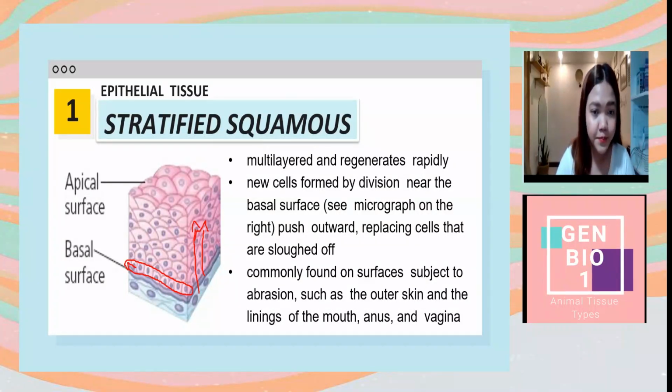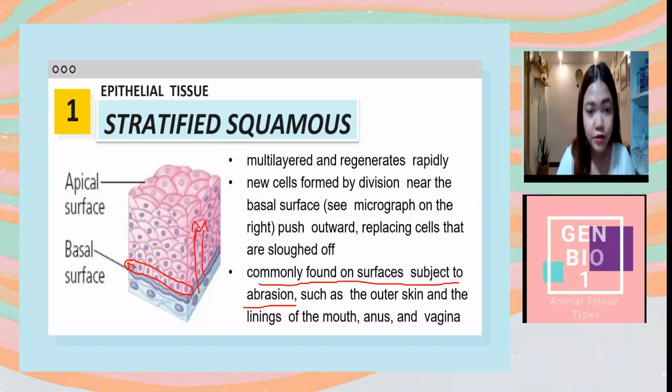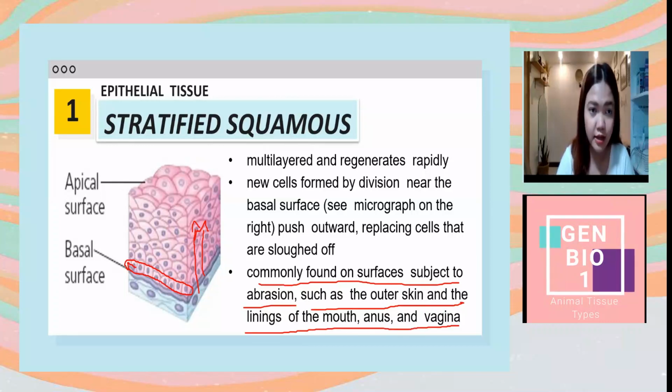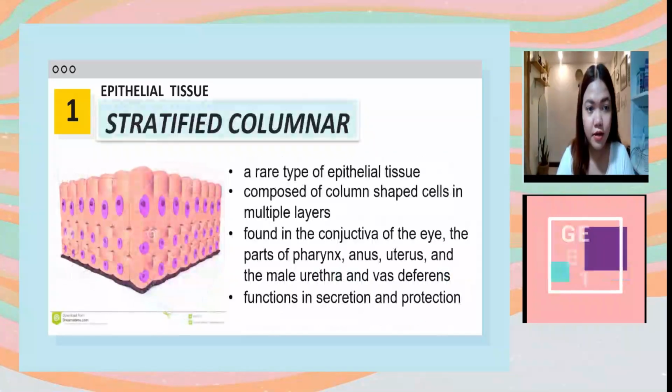Okay. Yeah, commonly found on surfaces subject to abrasion, such as the outer skin, the linings of the mouth, anus, and vagina. So yeah, abrasion is the process of scraping or wearing something away. Okay.